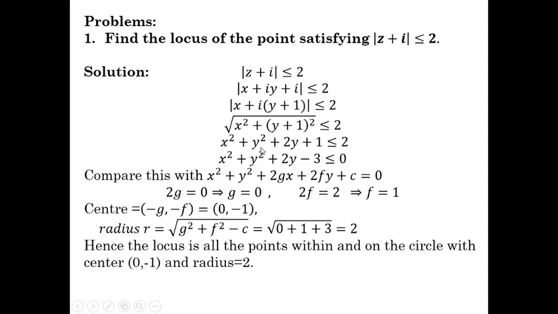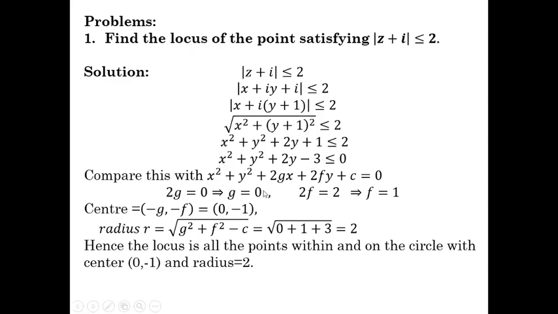y square plus 2y plus 1 less than or equal to, sorry, it is not a 2, it is a 4. Then take 4 this side, that is x square plus y square plus 2y plus 1 minus 4 is minus 3, which is less than or equal to 0. Now, comparing this equation with the standard equation of the circle.